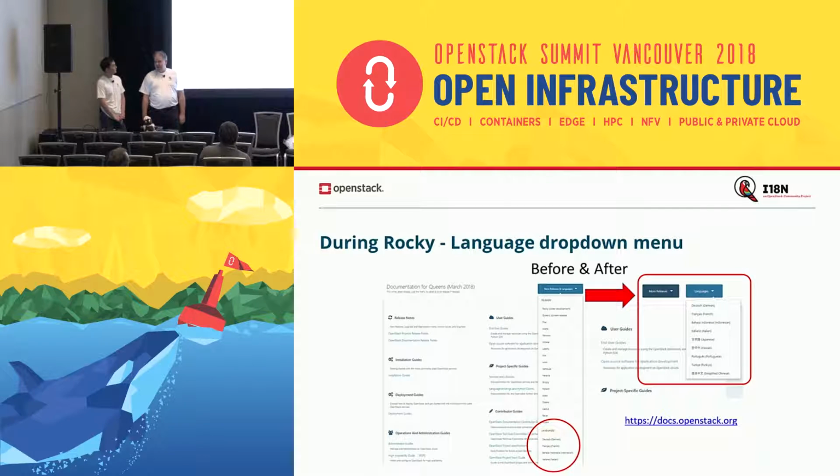Some things were also done in Rocky. There have been some changes on docs.openstack.org, and you might already notice them. Previously, the languages tab was at the bottom, so it was very difficult for general users to access. But now we divided it into a release part and a language part, so you can more easily see the languages tab.